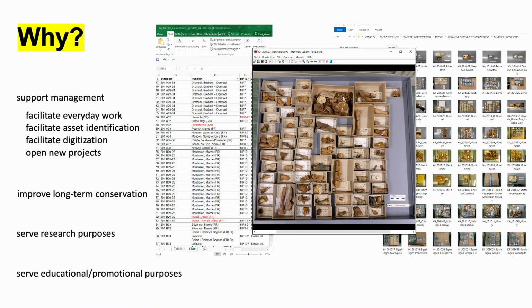So why would you like to image your collections? There are many advantages of imaging your collections at different levels. It supports your collection management. We've talked here a lot about scientific data, but we are also using these images for managing our collections. It supports your collection management when you have images.